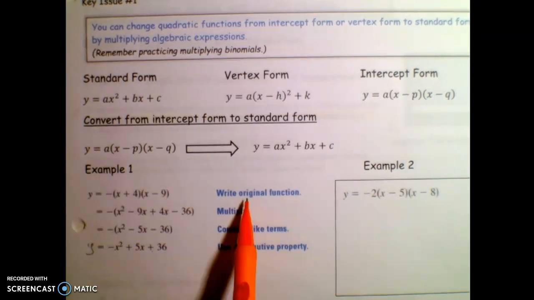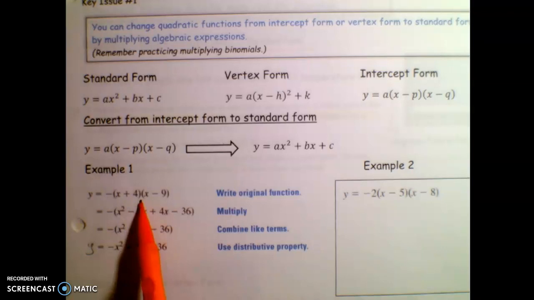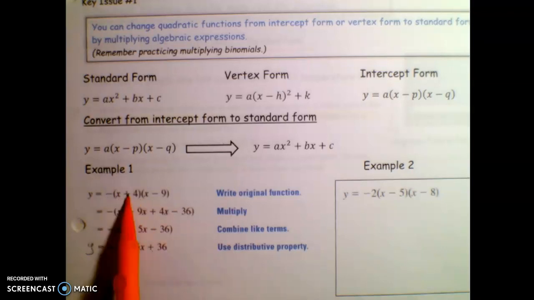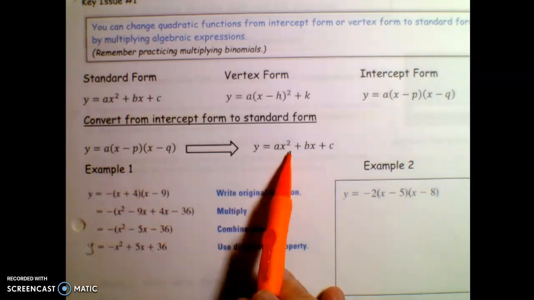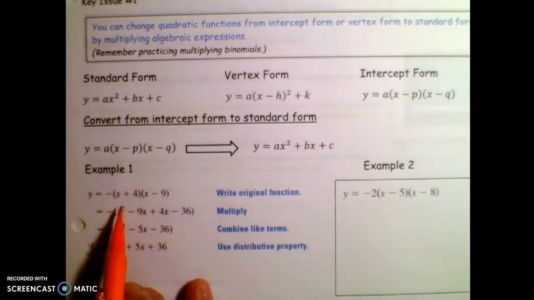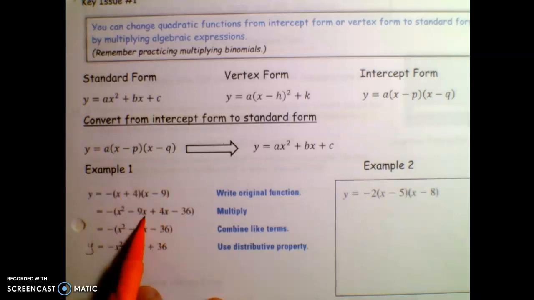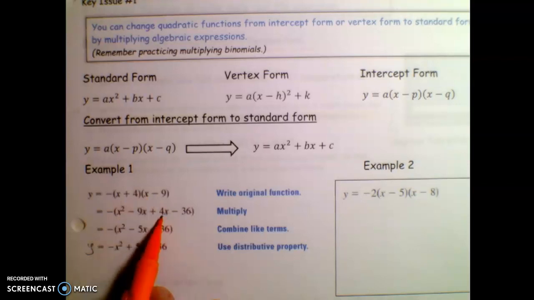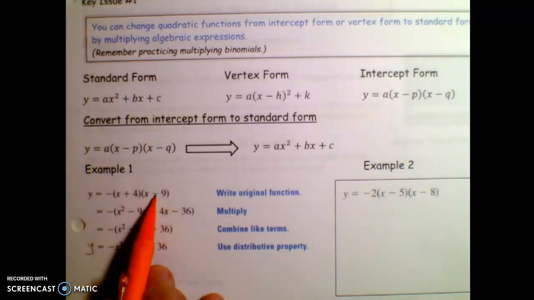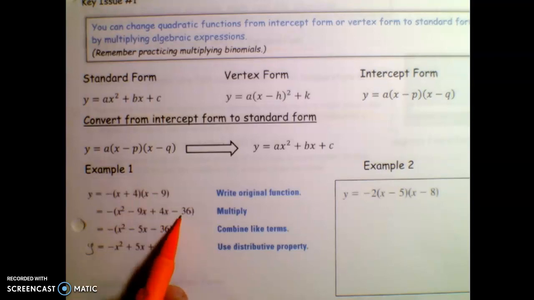So the original function looks like this. We're going to work on this sample first. We've got two binomials, and we want to multiply them together to put our equation into this form. So the first thing we're going to do is multiply x times x, and we get x squared. x times negative 9 is negative 9x. And now we're distributing again. Positive 4 times x is a positive 4x. And a positive 4 times a negative 9 is negative 36.